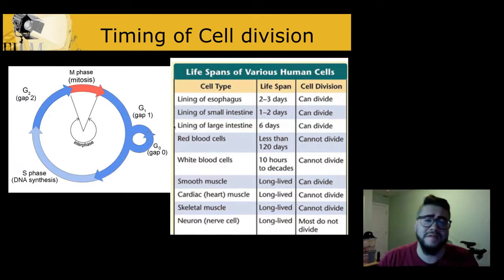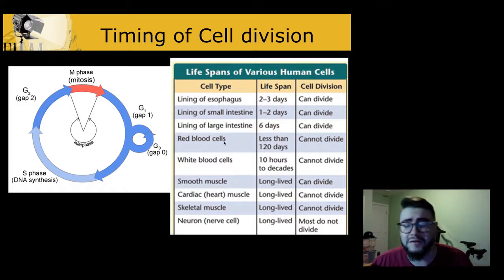Generally, the timing of the cell cycle is different for different types of cells. Certain cells go through the cell cycle relatively quick. The lining of your esophagus, small intestine, large intestine, those all divide within days, while your red blood cells replace themselves every 4 months.